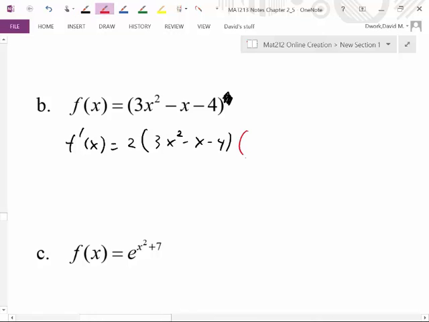So now I got to go to the junk. What have I not done the derivative of? Well, the stuff on the inside. So what's the derivative of 3x squared? 6x. What's the derivative of negative x? Negative 1. What's the derivative of negative 4? 0, because it's a constant, so I don't need that.